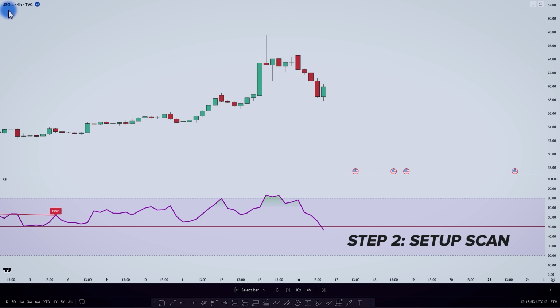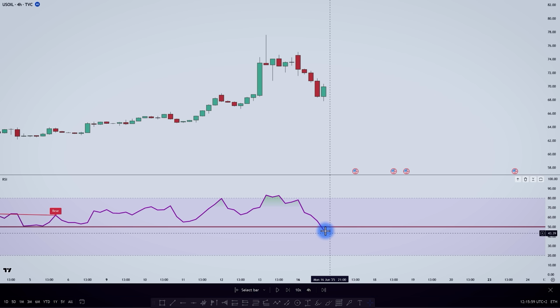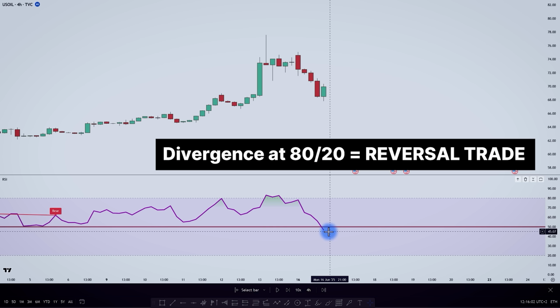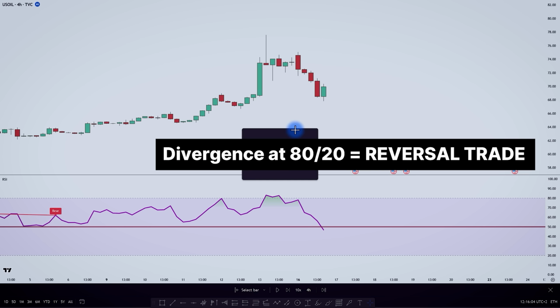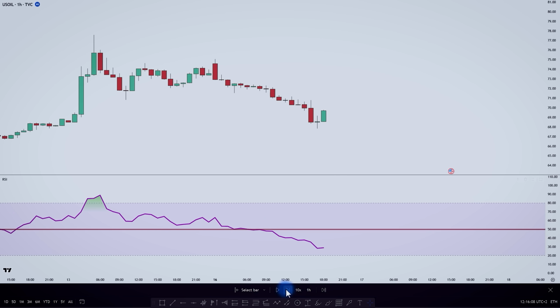Step 2. Scan for setups. Is 4-hour RSI in a pullback zone? That's a trend trade setting up. Is there divergence forming at extremes? That's a reversal trade brewing. I mark the best 3 setups on my watch list.